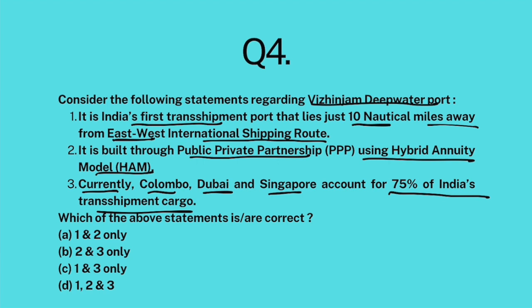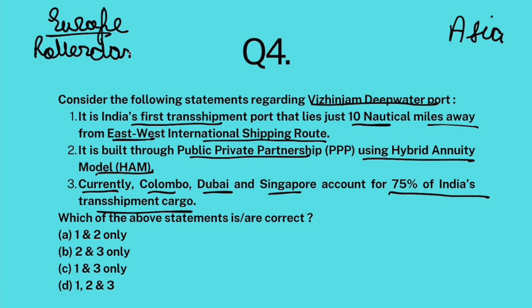Okay, now listen to me. There is a very famous shipping route that connects Europe with Asia. Rotterdam in Europe to Hong Kong in Asia. Okay, this is the shipping route. Now, it is a big shipping route and it is known as East-West International Shipping Route. It is through this shipping route that the majority of your Asia-Europe trade takes place and it is a lot of trade.